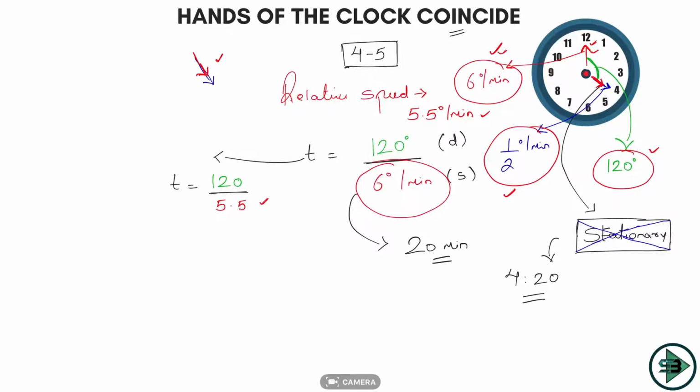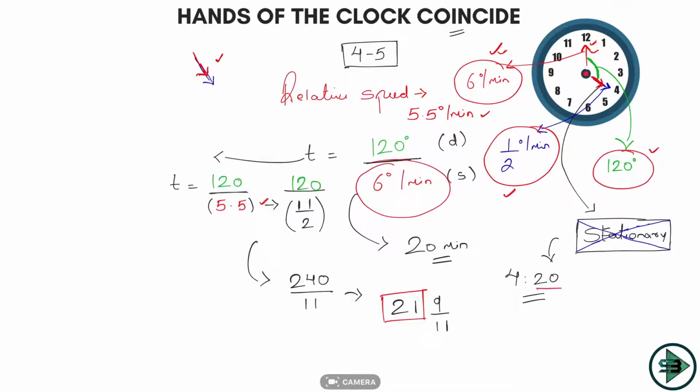So now if it goes 5.5 degrees in 1 minute, how much time will be required to travel 120? Instead of 5.5, I'll write this as 11 by 2, because I want to make the calculation easier, and I'll keep this as 120. Now take this 2 to the top. So 120 into 2 turns out to be 240 by 11. Now just solve this. 11 2s are 22, 20, 11 1s are 11, so 21 and 9 by 11. So this is my 21 minutes. It is not 4:20. It is 4, then 21 minutes.